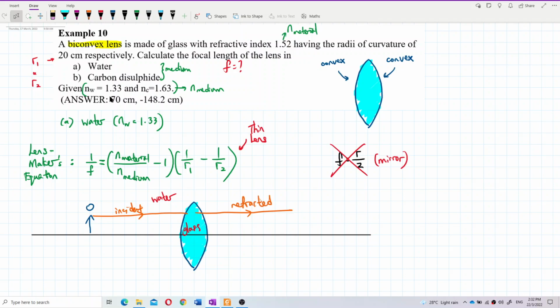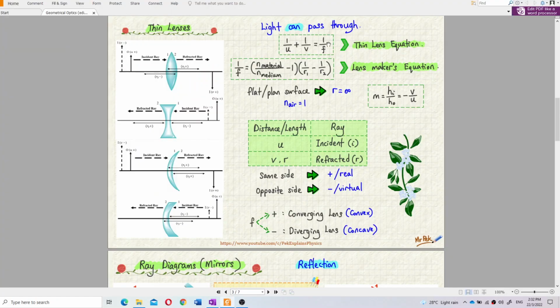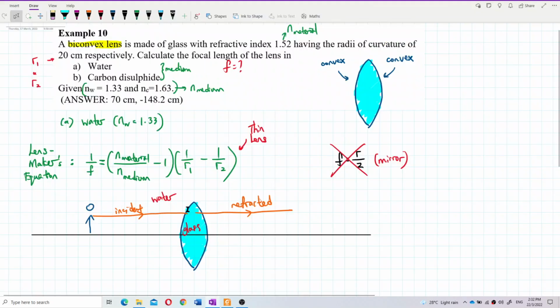So for a lens, the light can pass through. Remember, for a thin lens, the light passes through by refraction. Okay, this is very important. And then we're going to check the radius. Because we know R1 and R2 both are 20 centimeter, but is it positive 20 or is it negative 20?